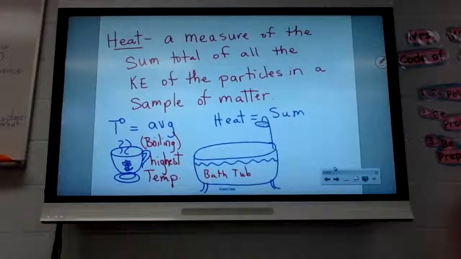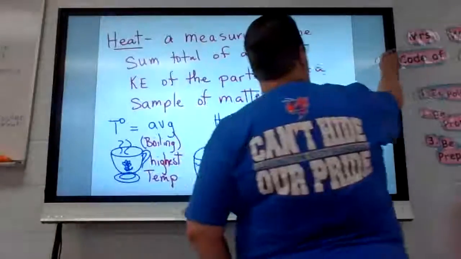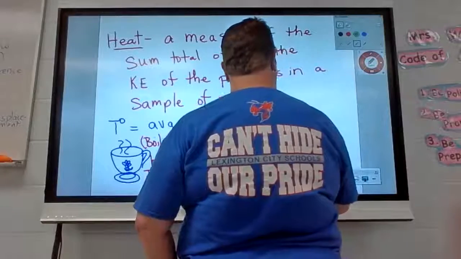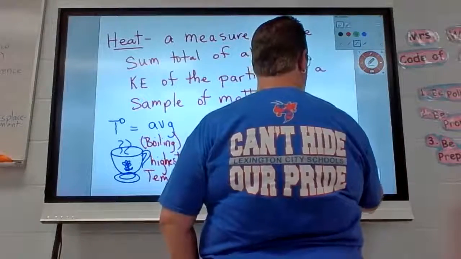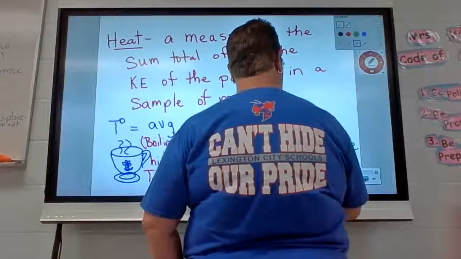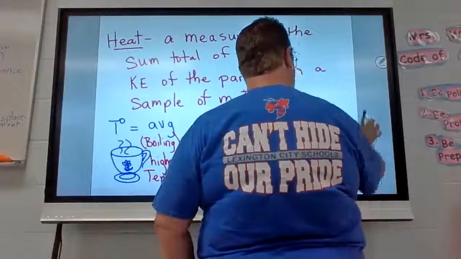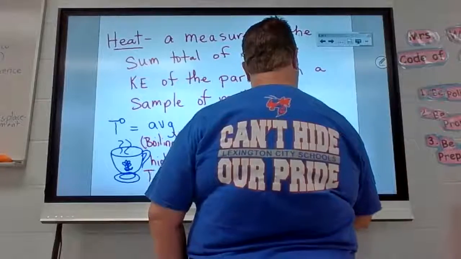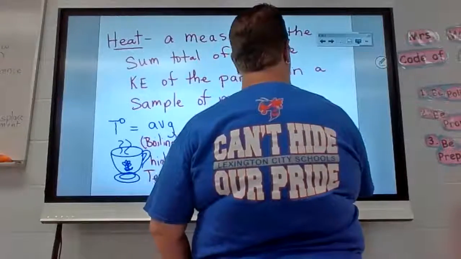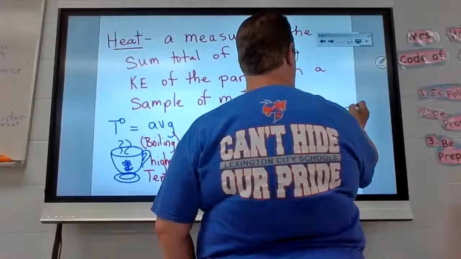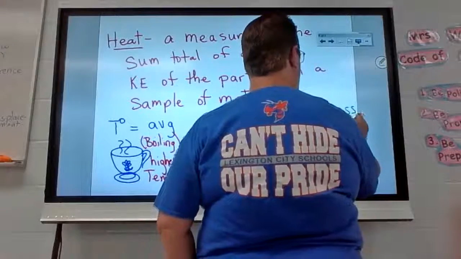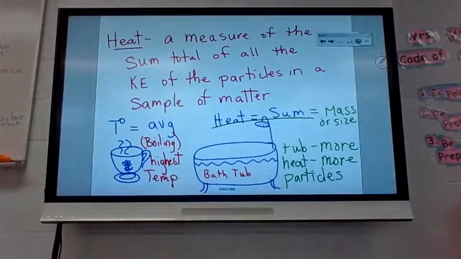All right? Now, which of the two will have the highest heat? Bathtub. Why? Because it's got more liquid in it, so there's greater sum. That is correct. Okay? All right. The tub has more heat for the exact reason that Charlie said. There are more particles. Okay? Heat is about mass or size. So the greater the particles, the greater the heat.